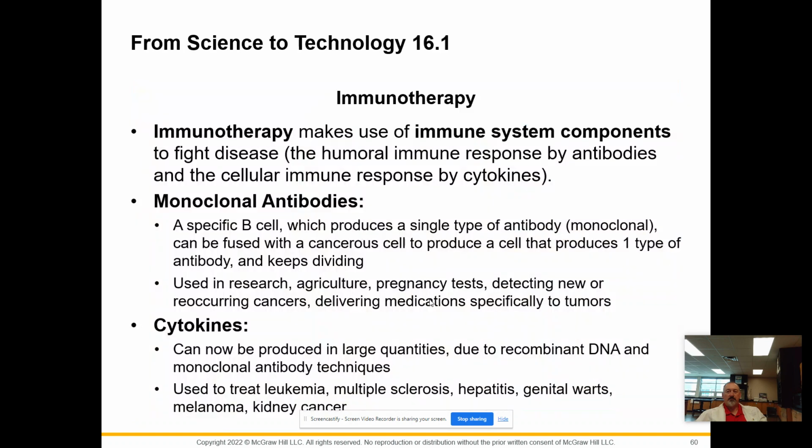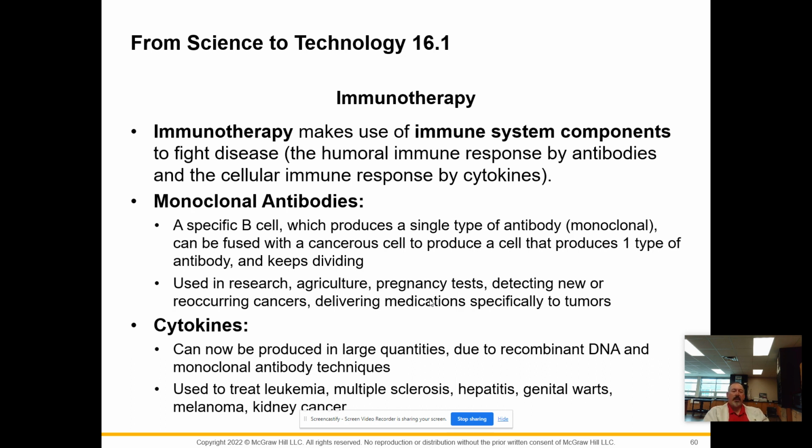Right. Immunotherapy. This is something that became well known to every household, I feel like, during the COVID years. So, immunotherapy makes the immune system complement to fight disease. So, this is the humoral response by antibodies and the cellular immune response by the cytokines. Monoclonal antibodies are a word you may have thrown around a little bit. You may know what they are, may not.